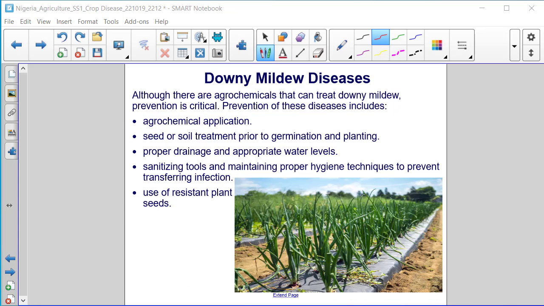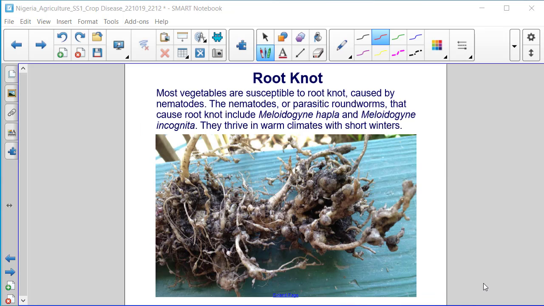Although there are agrochemicals that can treat downy mildew, prevention is critical. Prevention of these diseases includes agrochemical application, seed or soil treatment prior to germination and planting, proper drainage and appropriate water levels, sanitizing tools and maintaining proper hygiene techniques to prevent transferring infection, and use of resistant plant seeds.